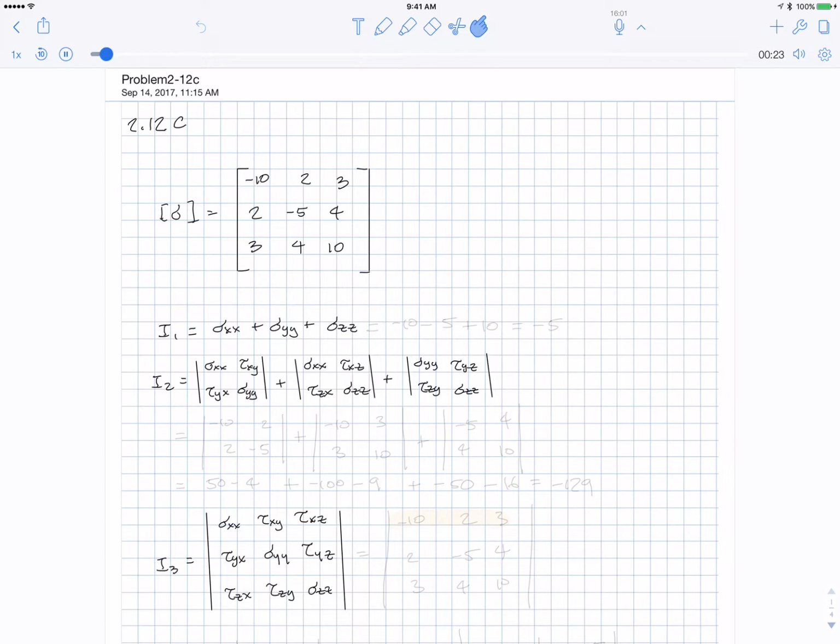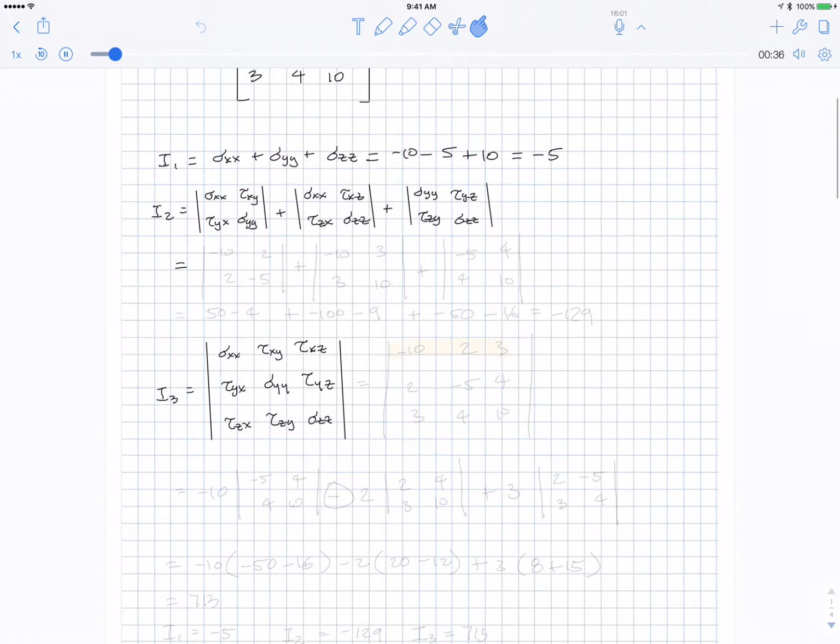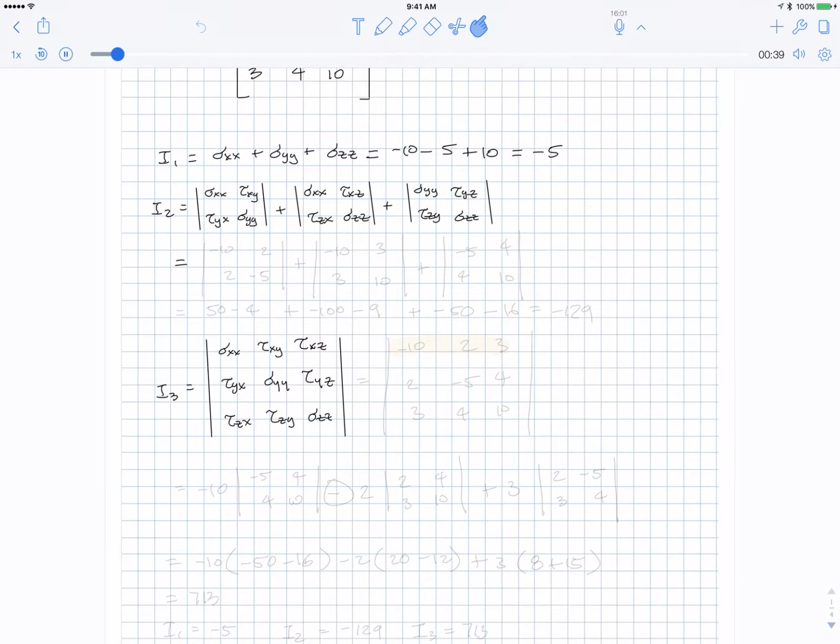Invariant 1 is just the sum of the diagonal, so it's minus 10, minus 5, plus 10, and so that equals minus 5. Invariant 2 is the determinant of all the combinations of x and y, so sigma xx, sigma y, tau xy, etc. So let me fill this in.